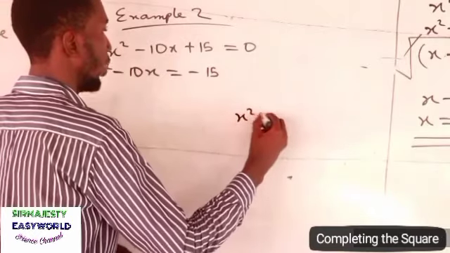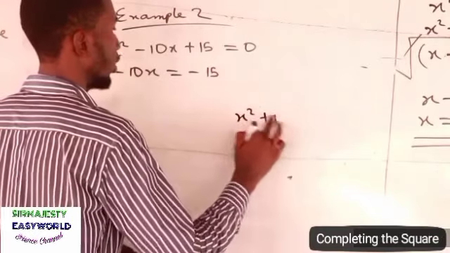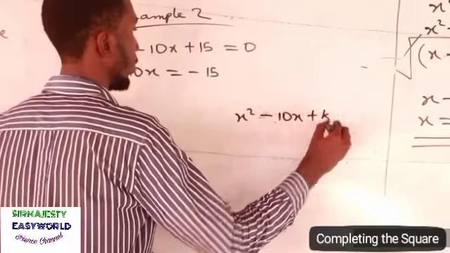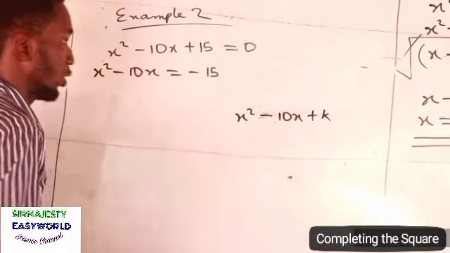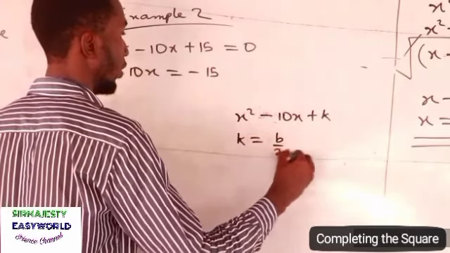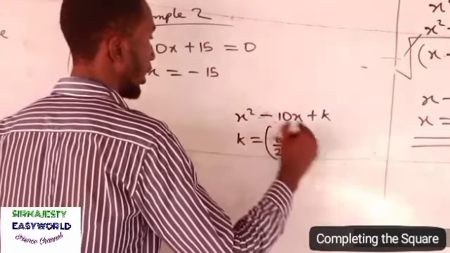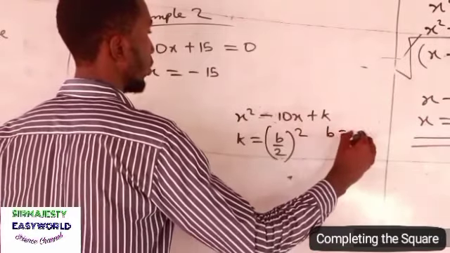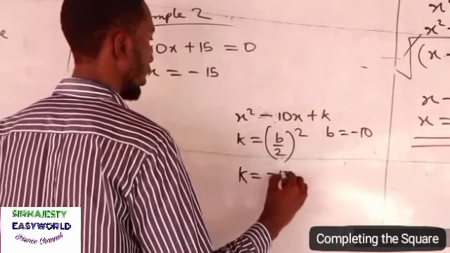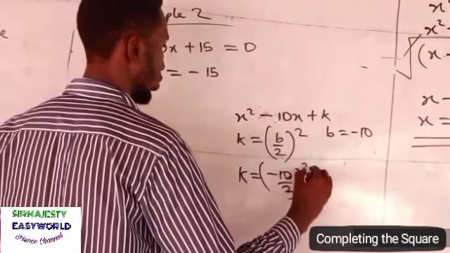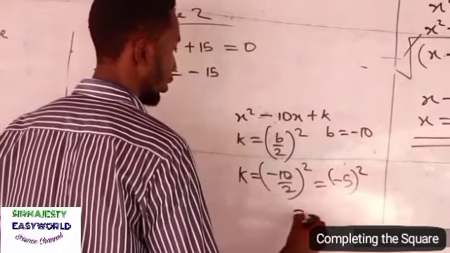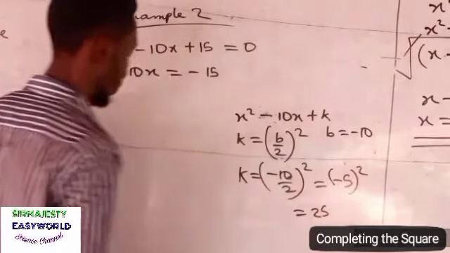So here we have x squared minus 10x plus some number k to make it a perfect square. And we know that k is equal to b all over 2, all squared. And our b is given as what? Minus 10. So that k is equal to minus 10 all over 2 squared, which is equal to minus 5 squared, which is 25.